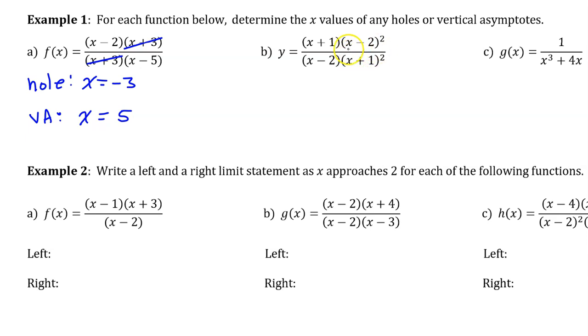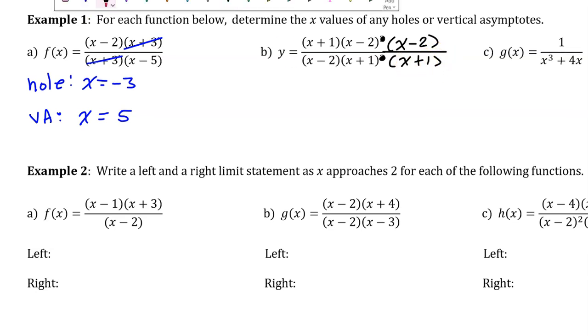Part B. To be clear, x minus 2 squared means x minus 2 times x minus 2. So I think I'm going to write it out so you can see more clearly what's happening. Similarly, x plus 1 squared means x plus 1 times x plus 1. We are hunting for vertical asymptotes and holes.